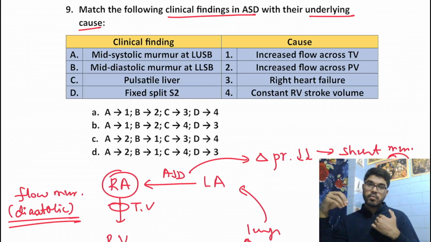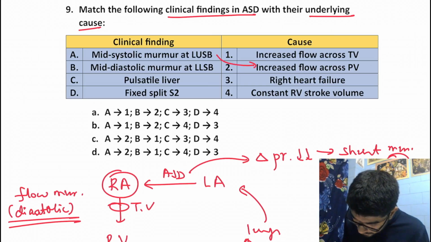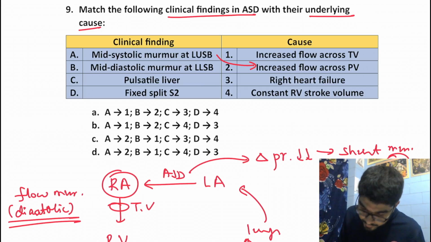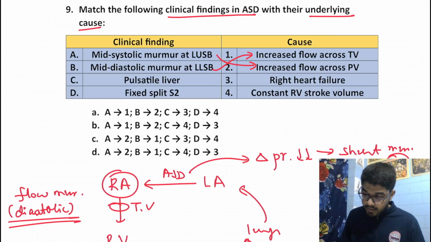Now if we look into the options, if we look into the table, a mid-systolic murmur at the left upper sternal border, that is due to increased flow across the pulmonary valve, and a mid-diastolic murmur at the left lower sternal border, that is due to the tricuspid valve.